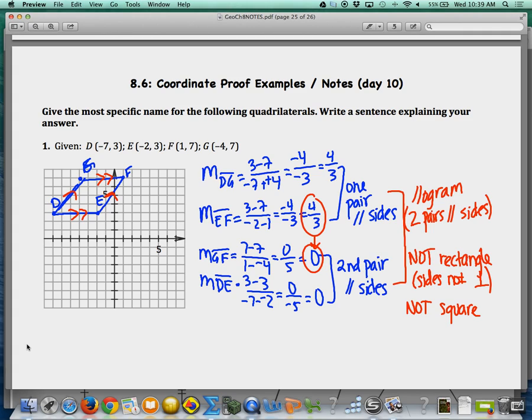What is our only option that's left? Rhombus. Is it definitely a rhombus? Yes. It could just be a parallelogram. Could just be a plain old parallelogram. So right now we need to determine, is this a rhombus?